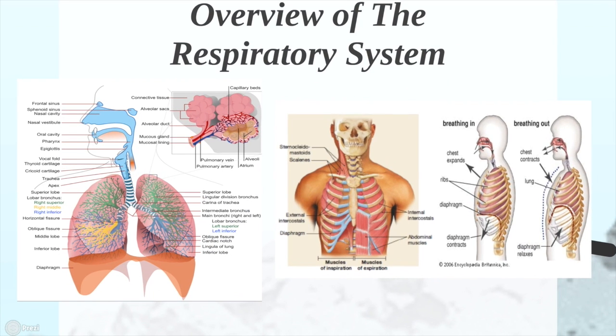To begin, we will look at the overview of the respiratory system. There are three major parts of the respiratory system. First, the airway. Second, the lungs. And last, the muscles of respiration. The airway, which includes the nose, mouth, pharynx, larynx, trachea, bronchi, and bronchioles, carries air between the lungs and the body's external environment. The lungs push oxygen into the body and carbon dioxide out of the body.